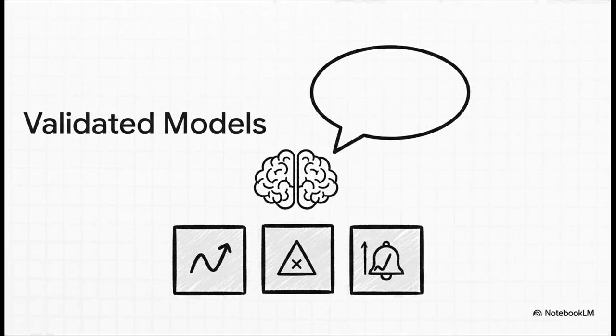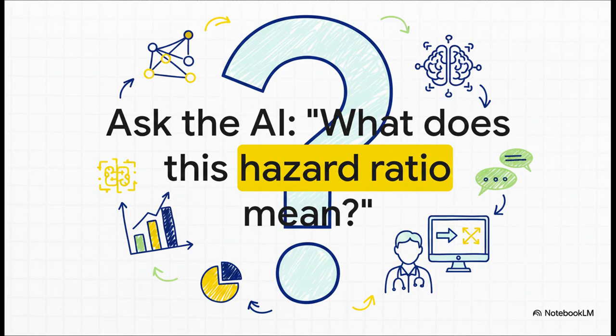And just to be super clear, the engine doing the math here is rock solid. It's built on a foundation of these really well-established models that are used everywhere in clinical research, like the Cox proportional hazards model. So the AI is playing the role of the interpreter, not the mathematician. But it gets even cooler. It's also interactive. So if a doctor is still a little fuzzy on a term, they can literally just ask the AI assistant, hey, what does this hazard ratio mean? It turns a boring static report into a real conversation with the data.